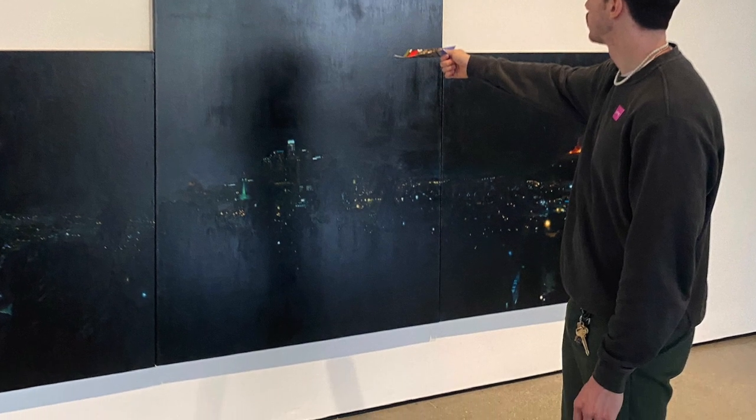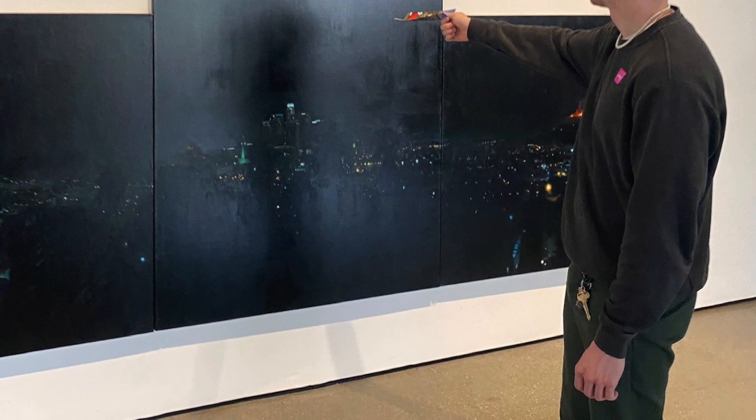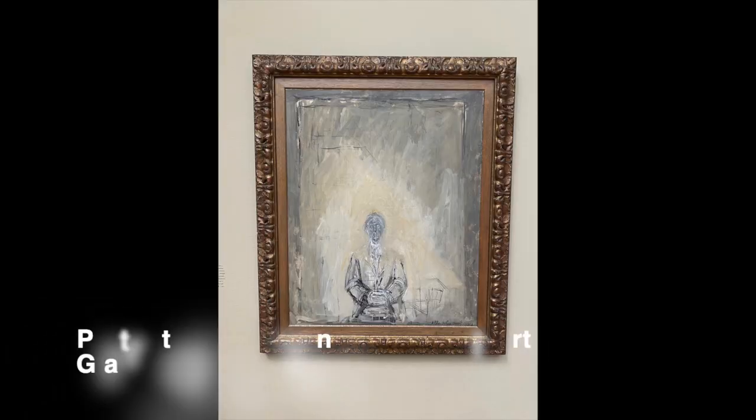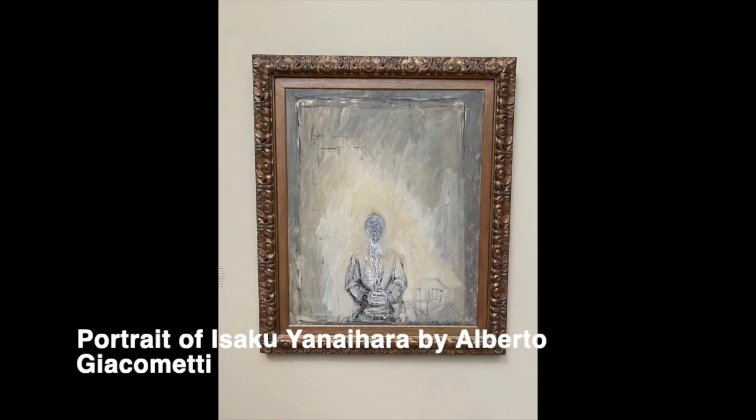So today I'm going to be talking about two pieces of art. The first of which is called Verdun, 1917, by Félix Edouard Vallotton, and the second one is called A Portrait of Isaku Yanihara by none other than Alberto Giacometti. Okay, starting on painting number one, Verdun by Félix Edouard Vallotton.